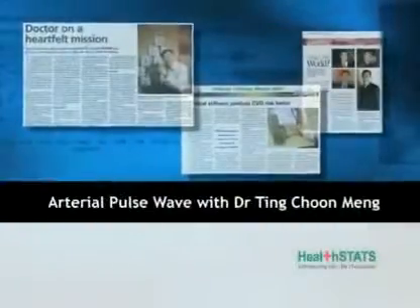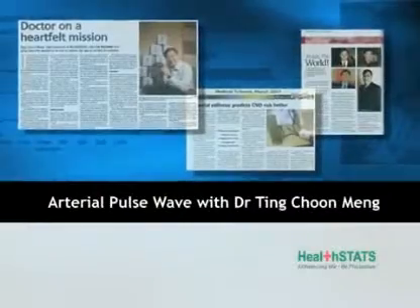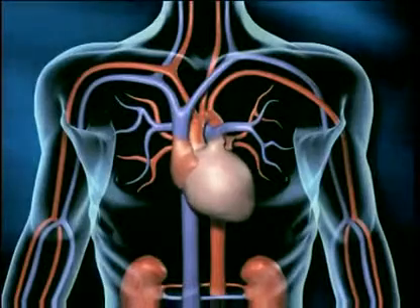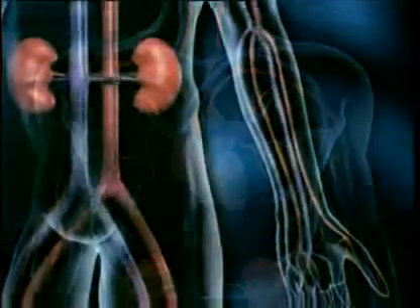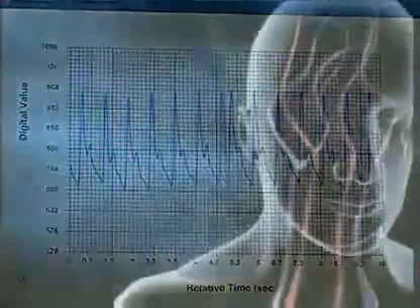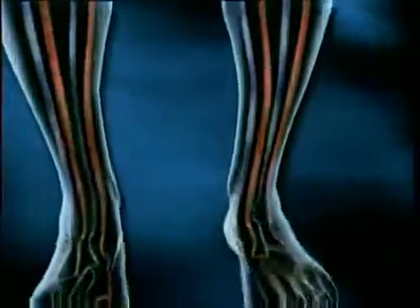Today I'm going to talk to you about a very interesting phenomenon. It's called the pulse wave, the arterial pulse wave. We have to understand how the body generates a pulse wave. Generally what happens is the heart pumps and pushes out blood. When the heart pumps, it generates a pulse wave, which is a contour wave that travels along the arterial tree.